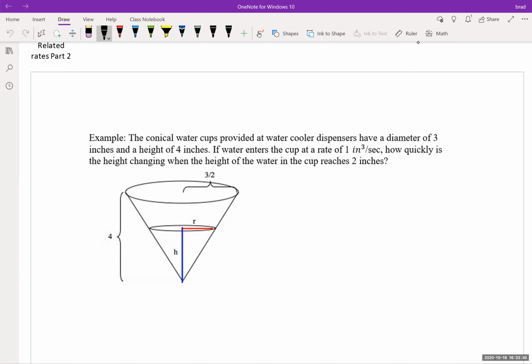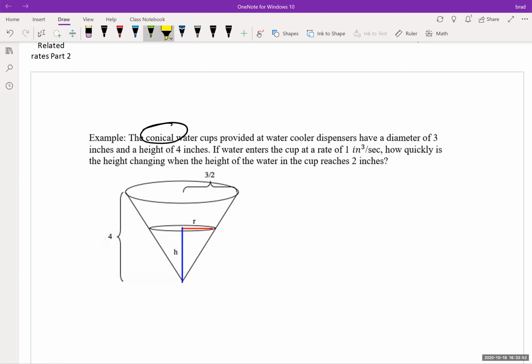So the first thing we need to identify is the shape. It says the conical water cups have a diameter of, so first of all, what shape are we dealing with? We're dealing with a cone, right? And it has a diameter of 3 and a height of 4 inches, okay? Let's see here, diameter 3.